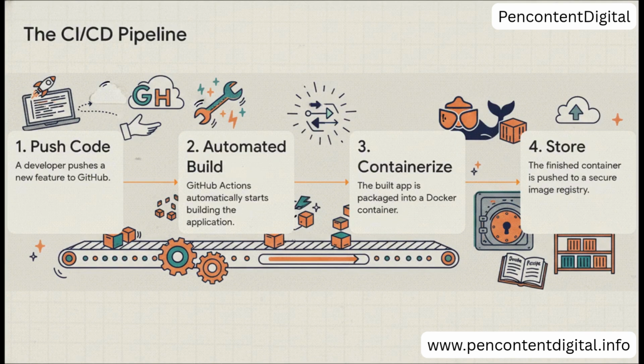Check it out. A developer finishes a new feature and pushes their code to GitHub. The moment they do that, bam, GitHub Actions wakes up and starts building the application. It follows that Dockerfile recipe to package everything up perfectly. And finally, that finished sealed container is pushed to a secure warehouse, ready to go. And the best part, a human being didn't have to do a single thing.